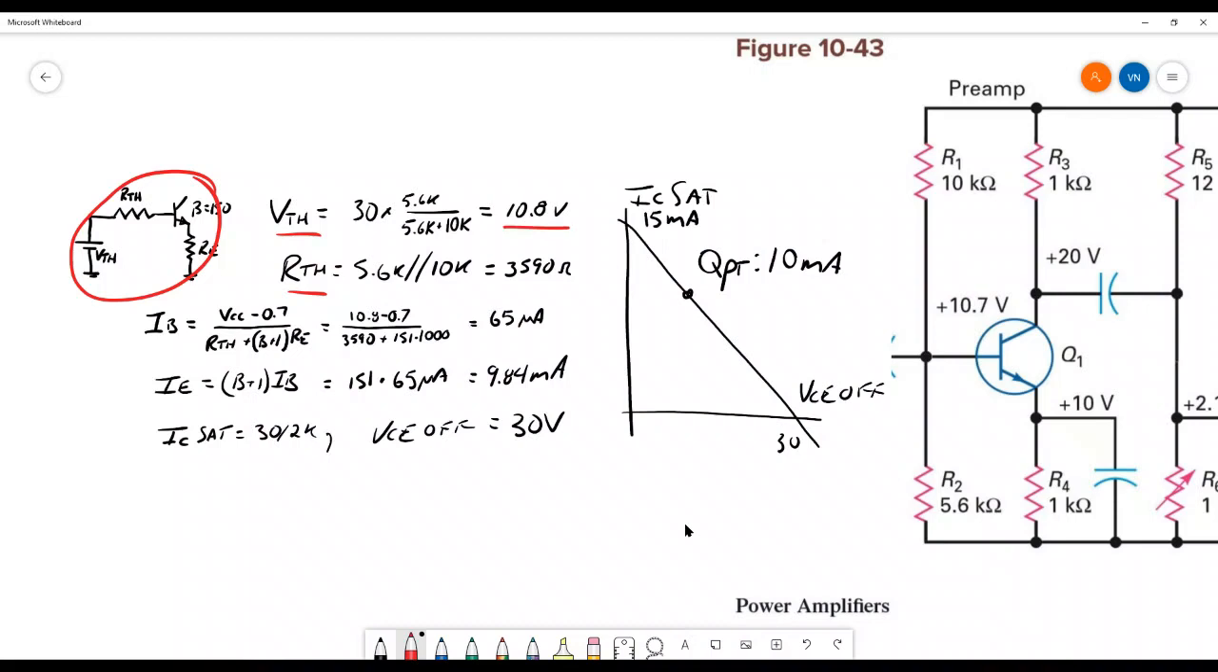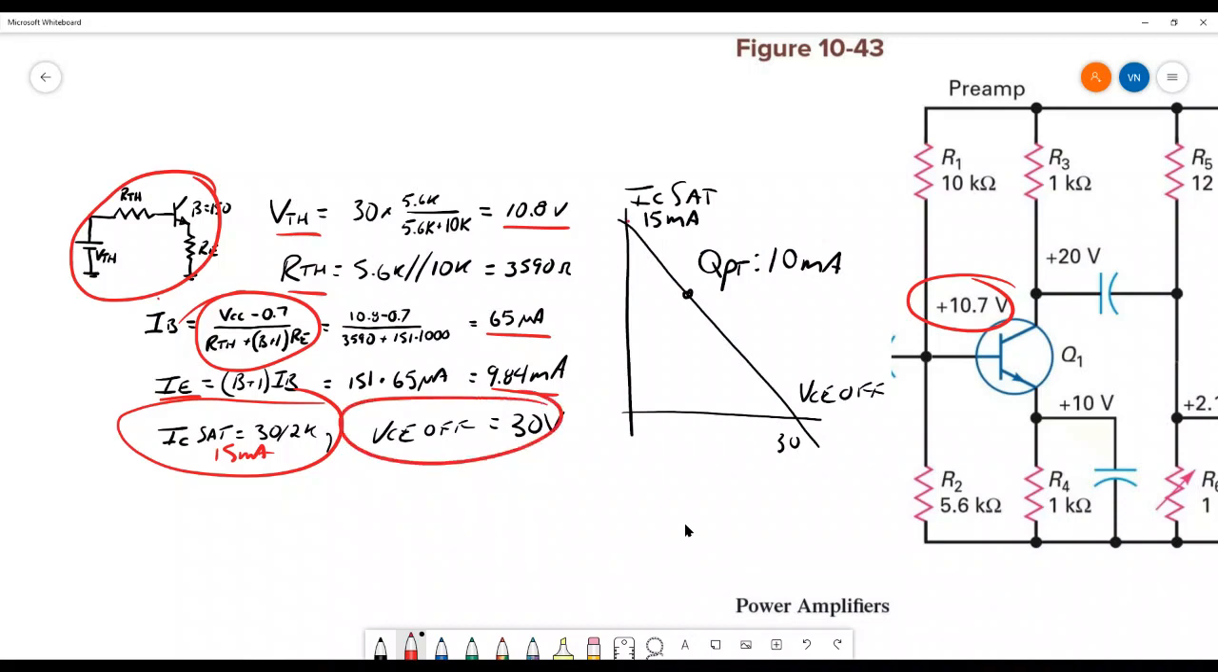VTH is 10.8. He says it's 10.7. Then I calculated IB using the standard formula, and came up with 65 microamps. I went straight to IE, and I said IE was 9.84 milliamps. And then I did a quick check by finding IC sat at 15 milliamps and VCE off at 30 volts. Draw my load line between those two points, plot the Q point. It's about 2/3 of the way up, relatively in the middle of the load line.